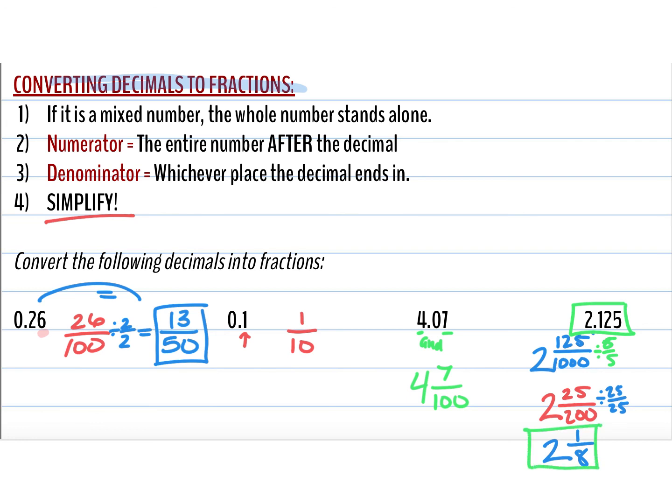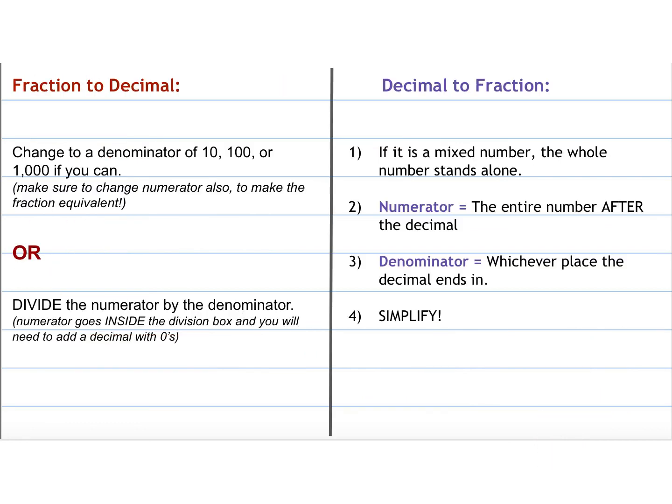Same number, different representation. Nothing new to write here unless you just want to screenshot this or have these in your notes, the step-by-step for what do I do if I want to change a fraction to a decimal, either method. And then what do I do if I want to change a decimal to a fraction?